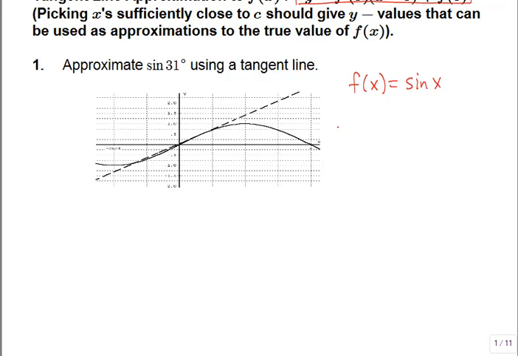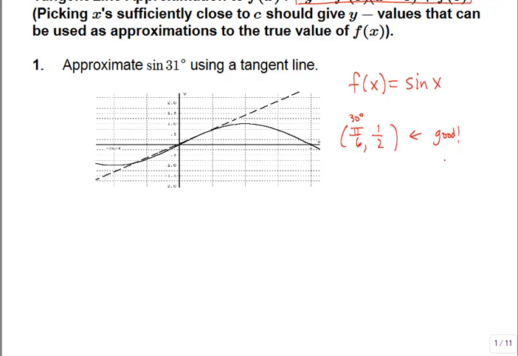So the good point that we're going to be looking at is an x value of pi over 6, or 30 degrees, and what would be the y value of the function at that good point? In other words, what is the sine of 30 degrees, or what is the sine of pi over 6? Well, that's just 1/2. You should know that from your unit circle. So this is going to be kind of our good point, our starting point.